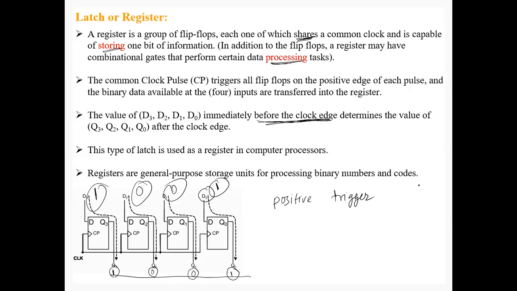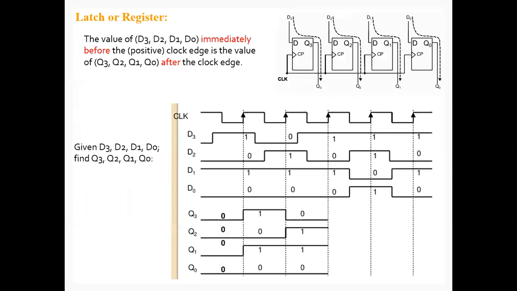Okay, so we'll see that in the next slide. So how does it do that? This kind of register is used in computer processors for storing binary numbers and codes. Okay, let's see how the register works.